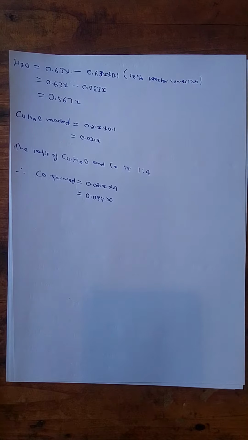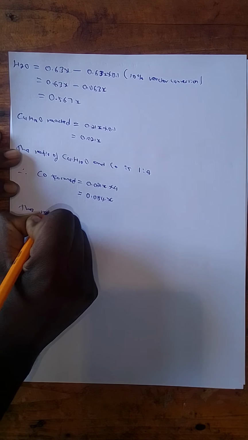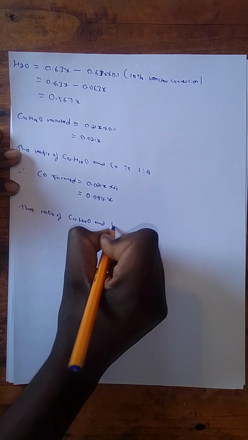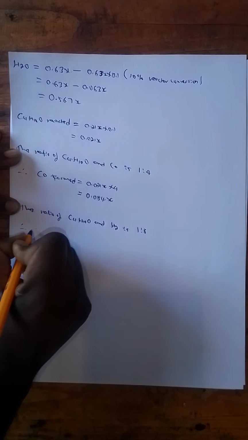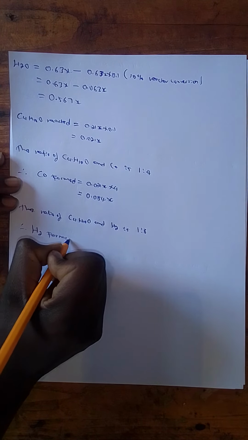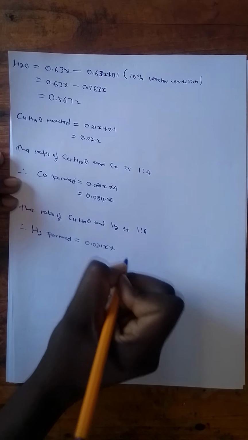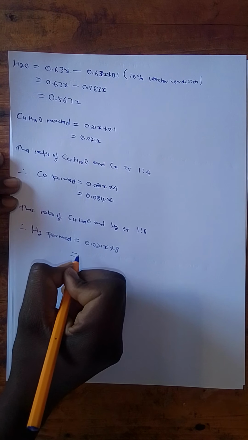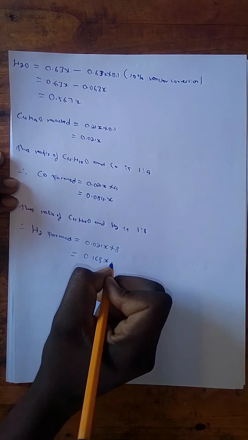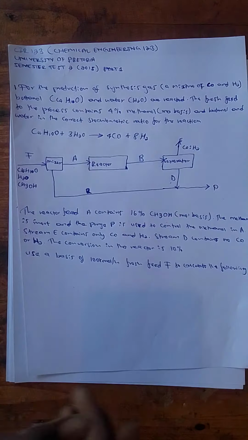Now going back, we then need to go back to the hydrogen. So we can just say the ratio of C4H10O and H2 is 1:8. Therefore, H2 formed is equal to what is reacted, which is 0.021x multiplied by 8. And if you use your calculator, that should give you 0.168x.